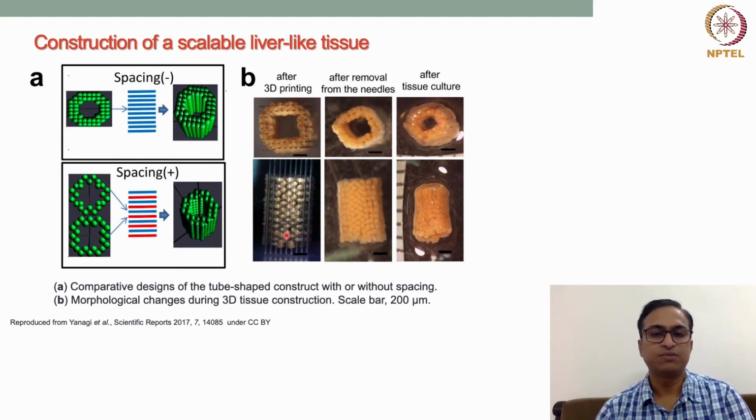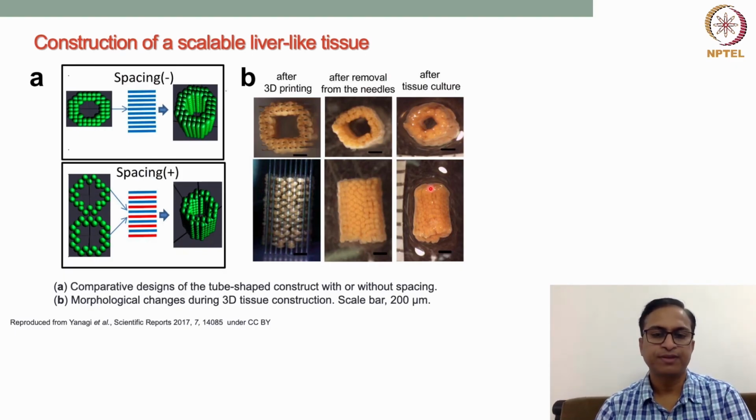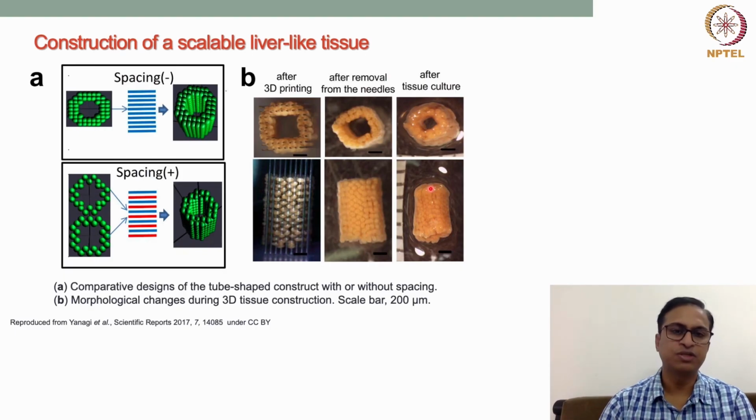So this is the top view of this construct, and this is the side view of the same thing, where in this case some spacing is given between each spheroid. Then some porous structure can be clearly seen here, and the tissue is also a little bit porous. You see the scale bar is 200 micron. All the tissue is almost 2 to 3 mm in size. So this is the method they have used for making the tissue.